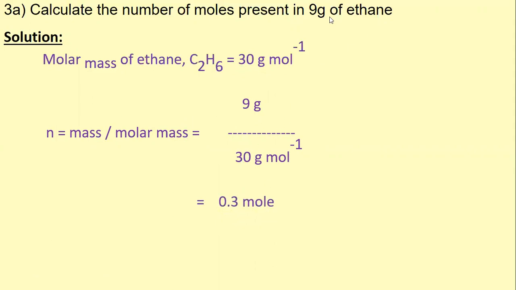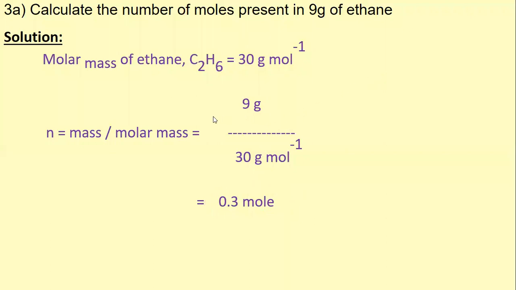Here, what happened is that in this unit, the gram gets cancelled. When this mole goes to the numerator, this -1 becomes +1. That is what I have written here. So the number of moles present in 9 gram of ethane is simply 0.3 mole. I think you all understand this simple problem, right?